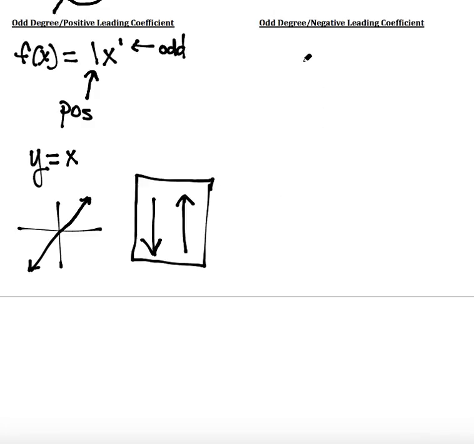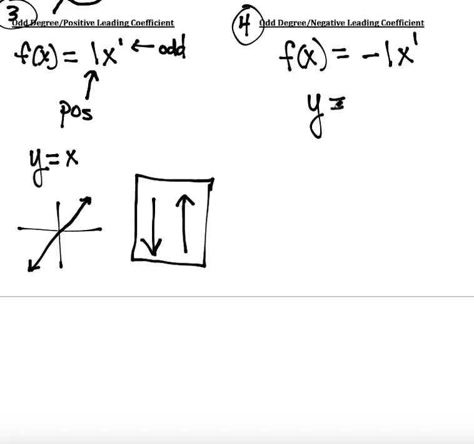Now you can probably guess what's going to happen when we have an odd degree and a negative leading coefficient. So our last scenario. So that was scenario 3, this one's scenario 4. Now, our basic example would be f of x equals negative 1x to the first, which I know is the same as y equals negative x. So this is a negative slope. So the graph of that would be a line with a negative slope going through the origin. So every polynomial function with odd degree and a negative leading coefficient is going to go up on the left and down on the right.